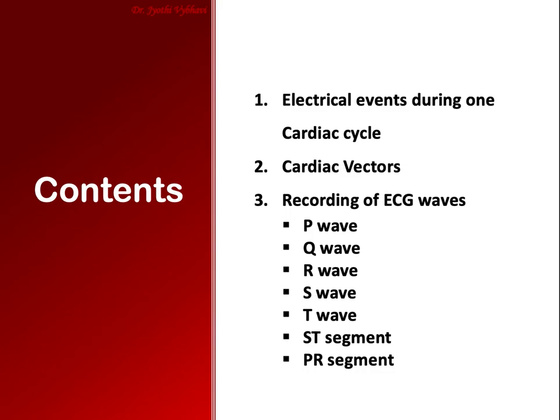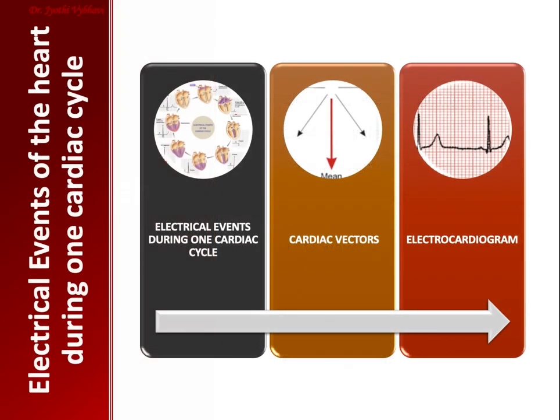So in today's lecture video, we are going to see all the electrical events, how they are produced, how they are represented as cardiac vectors, and how on the ECG machine they are represented as waves and segments. We are going to discuss each and every electrical event happening in the cardiac cycle, and how each event can be represented as a vector. When this vector is recorded on an ECG, which ECG wave is produced and how it is produced, all this we are going to learn today.